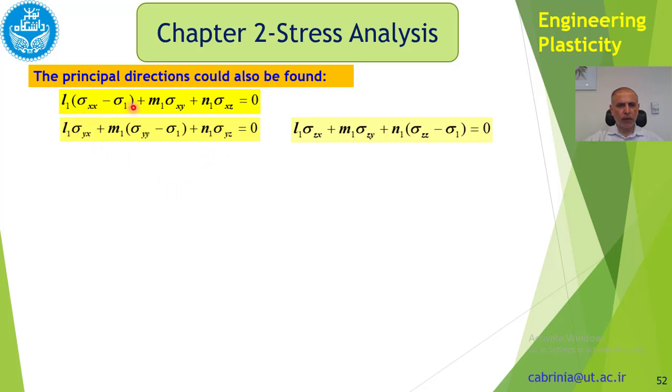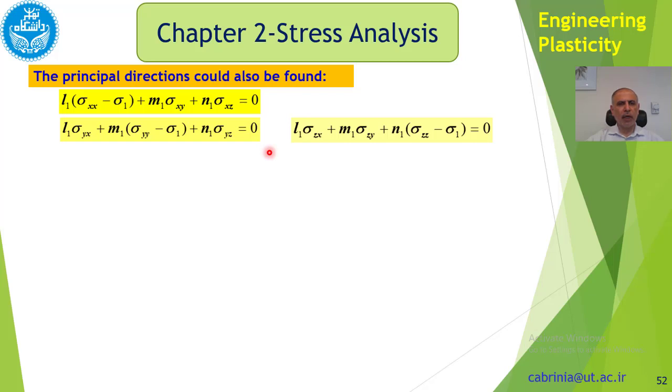L1 (sigma x minus sigma 1), m1 sigma xy, plus n1 sigma xz is equal to 0. Remember, we had these equations. Instead of sigma 1 here, we had sigma. Now we have put sigma 1, because for sigma we can put sigma 1 or sigma 2 or sigma 3, because we have 3 planes. So we have 3 sets of equations like this: 1 set for sigma 1, 1 set for sigma 2, and 1 set for sigma 3.